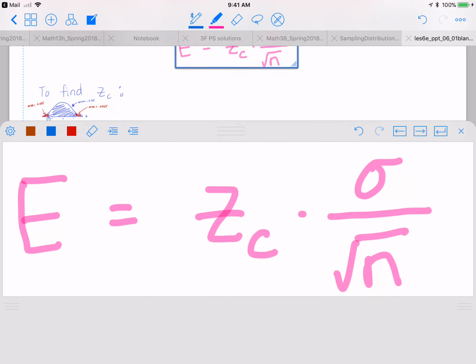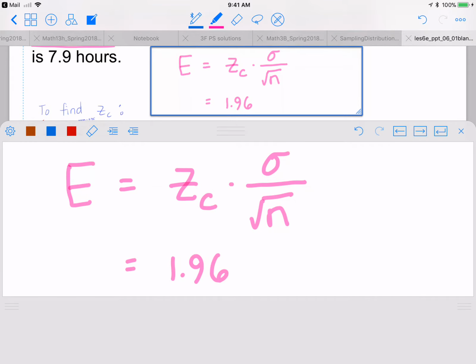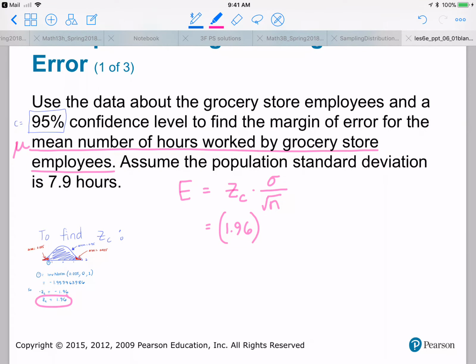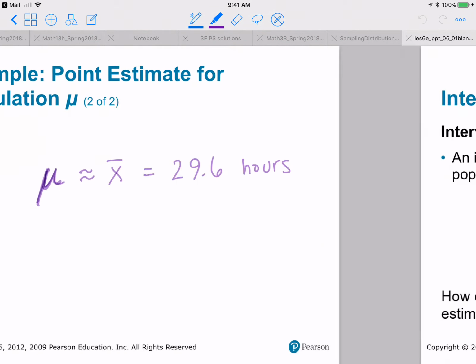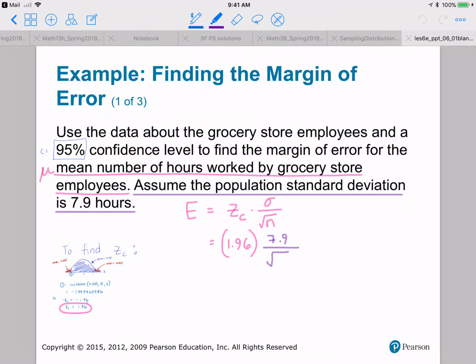I need this for my formula here, right? So now I know that my ZC is 1.96. Now what is my sigma? It's here in the problem. The problem says, assume the population standard deviation is 7.9. So sigma is 7.9. And what is n? How many data points did I have in the original data set? 40, right? Because it was 40 employees that were interviewed to get their number of hours worked. So my E is going to be 1.96 times 7.9 divided by the square root of 40. And I get 2.448.